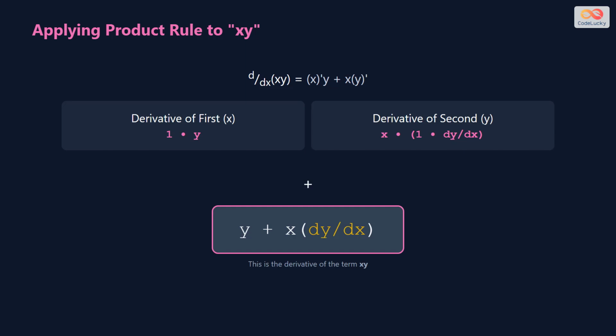Applying the product rule to x times y gives us the derivative of x, which is 1, times y, plus x times the derivative of y. Since the derivative of y with respect to x is just dy/dx, the final result for this term is y plus x times dy/dx.